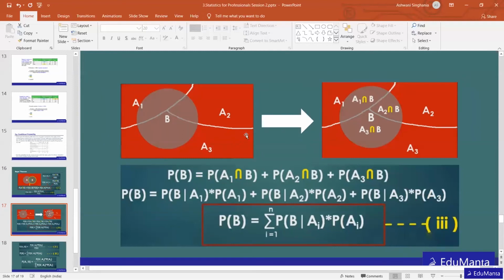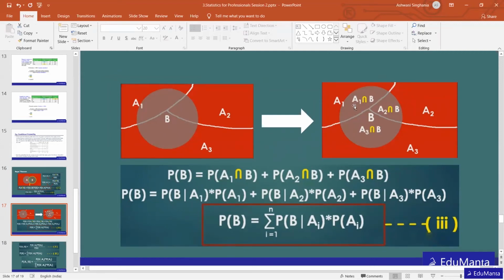First let's understand the figure which is above here. There are three events, A1, A2 and A3, and these three are mutually exclusive, that is none of them can occur together. If A1 has occurred, A2 cannot occur. On that there is an overlapping event B, which covers all three. So in this, what will the probability of B be?